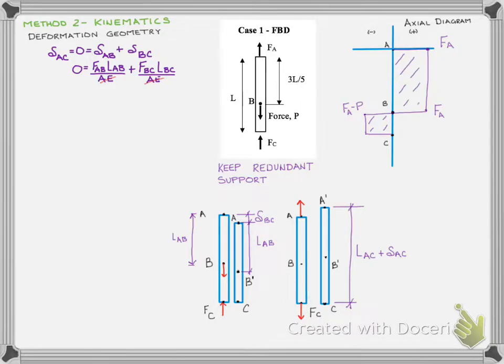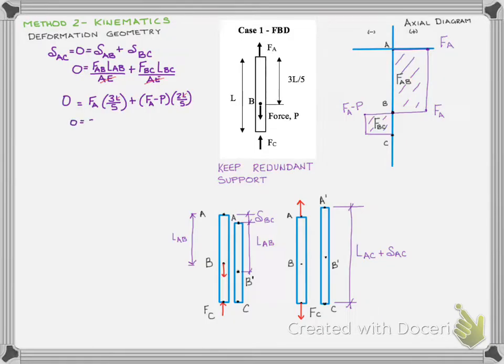And so that means between A and B, force AB, by our plot, is just FA, and force BC is going to be FA minus P. So we can now go back to our equation and put those values in. We'd have FA times the length AB, which is 3L over 5, plus FBC, which is actually the quantity FA minus P, times our length BC, which is 2L over 5.